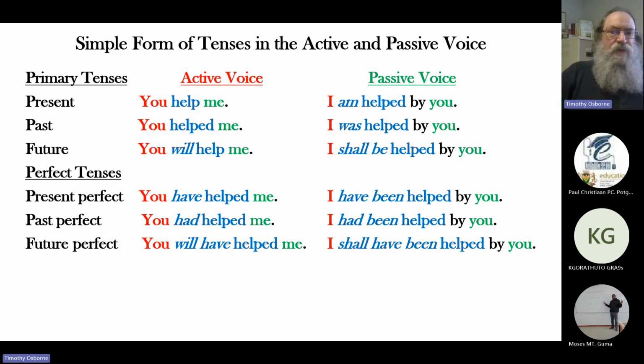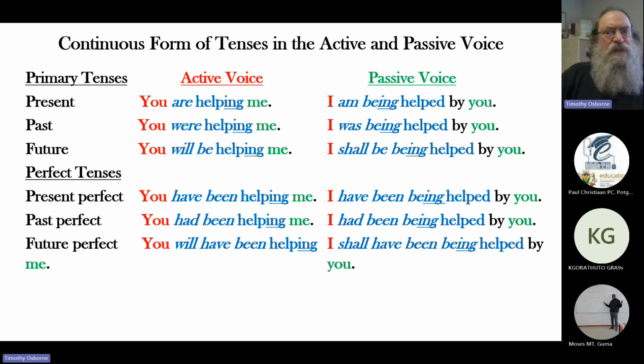Your past perfect, you had helped me. And in the passive voice, I had been helped by you. Perfectly straightforward. Future perfect, you will have helped me. And then, of course, in the passive, I shall have been helped by you. So far, so good. Very easy. You just switch around. In each case, you switch around the subject and the object, and you insert your auxiliary verbs wherever necessary. Let's take a look at a second sample group of sentences.